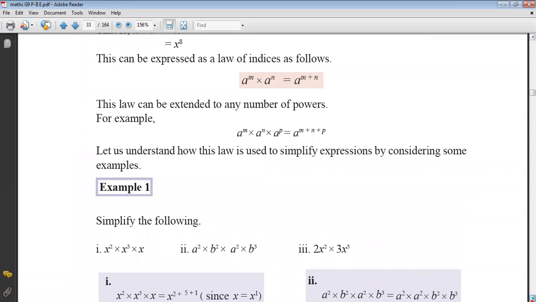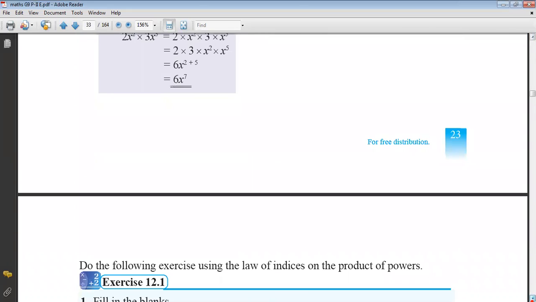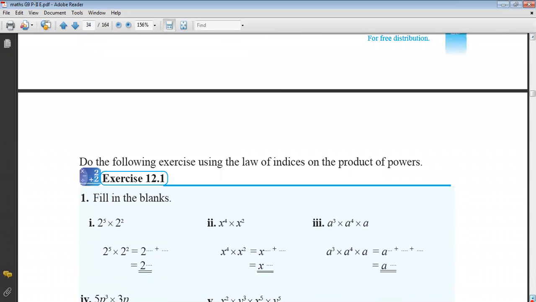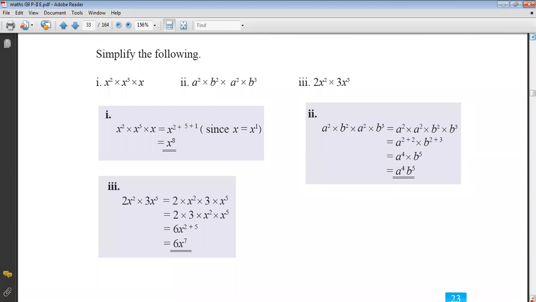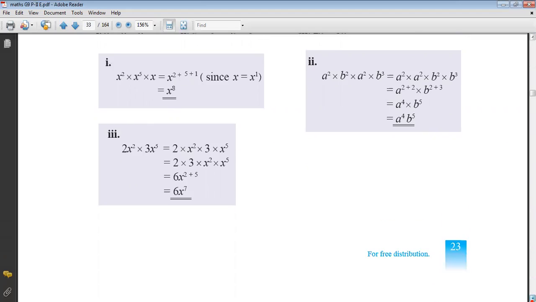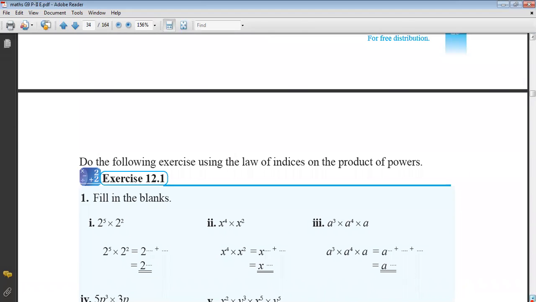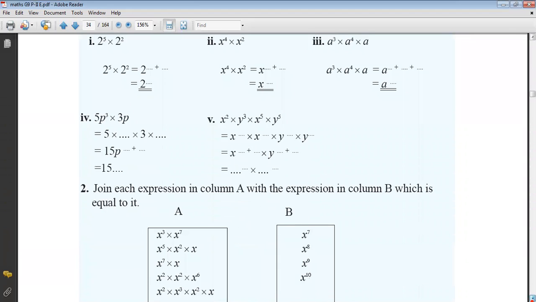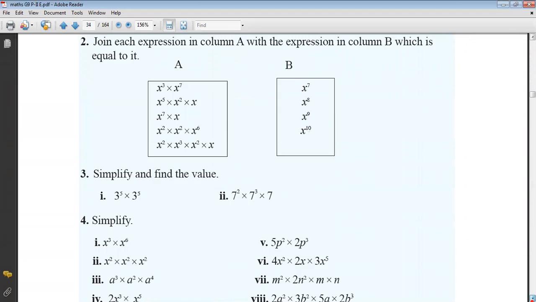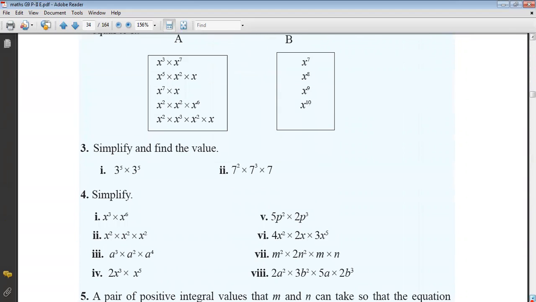Okay, then this one is also the same example. So we have done it. Now we can do exercise 12.1 and show me the books tomorrow.